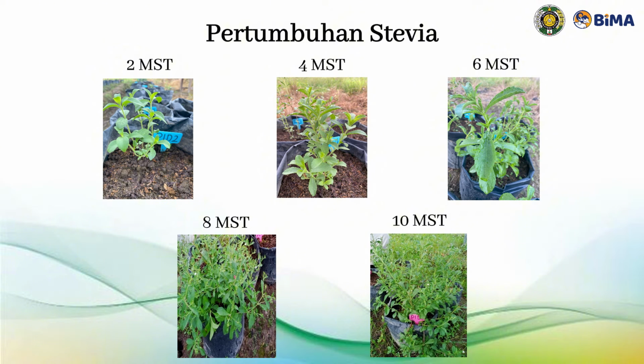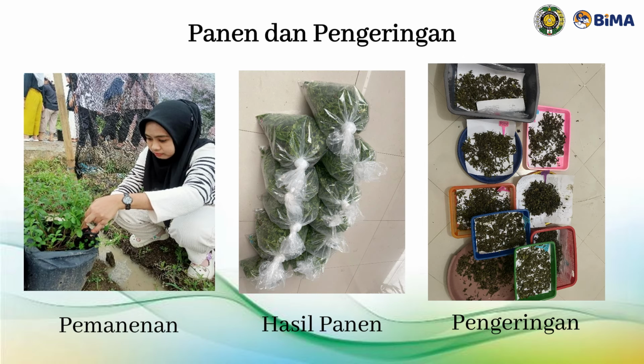Stevia growth was observed 2 weeks after planting, 4 weeks after planting, 6 weeks after planting, 8 weeks after planting, and 10 weeks after planting. Harvesting is done 75 days after planting. The plant is cut. Then the leaves are separated from the stem.